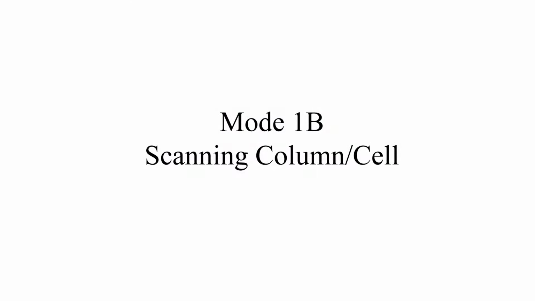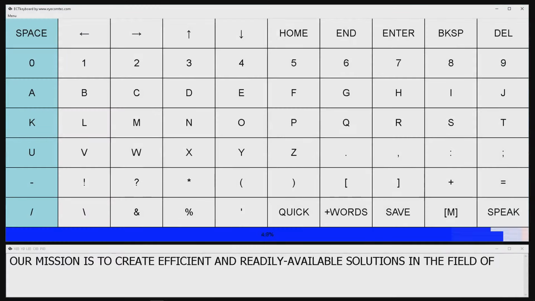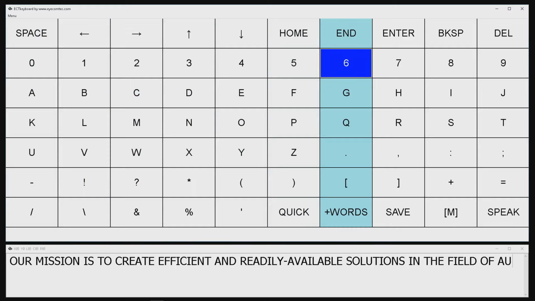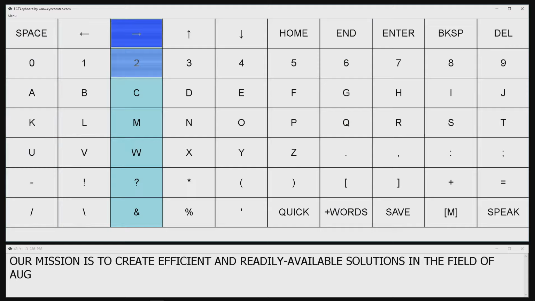Mode 1B. Scanning column, cell. A coordinate scanning mode. In this mode, the user has to select a highlighted column. Iteration goes from left to right, and then a required symbol, from top to bottom. As in working mode 1, it's possible to type and communicate with others, even in situations when the user is able to press only one button.